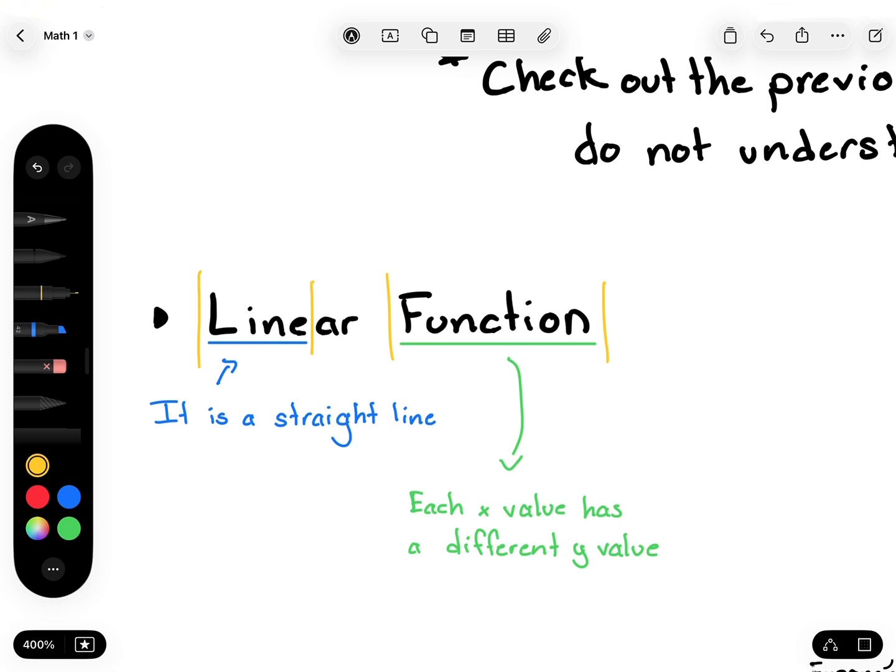Now, a function means that every x value has a different y value. And as you know about functions, functions can be found on graphs. So essentially, this linear function means a straight line where each x value has a different y value that can be found on a graph.